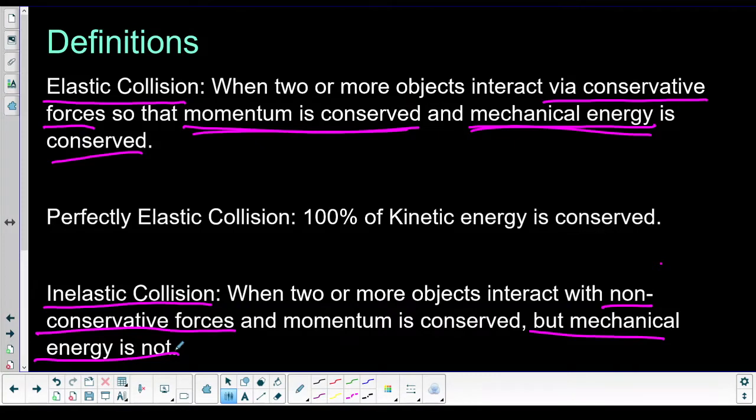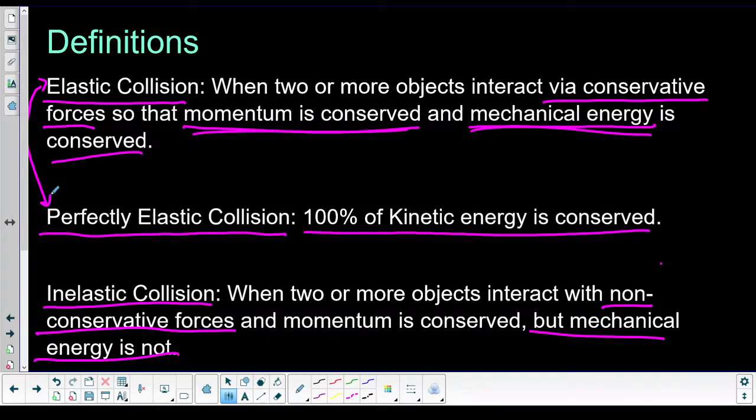There are what are called perfectly elastic collisions where 100% of the kinetic energy is conserved. And I think the AP test might be using these two phrases synonymously or interchangeably. They might say an elastic collision conserves it 100%. And then there's not perfectly elastic. But there are things where it's kind of a spectrum, right? Think, for example, bouncy balls.